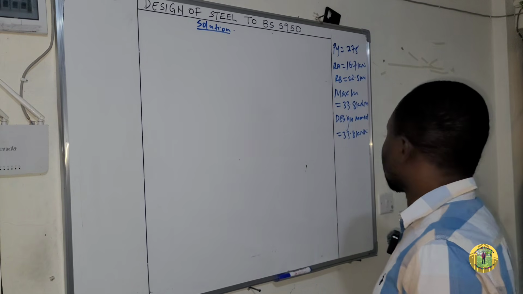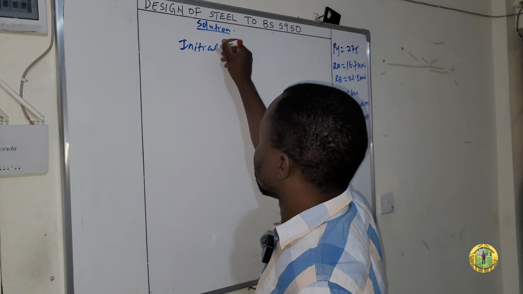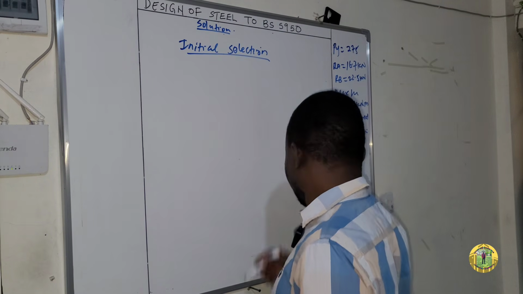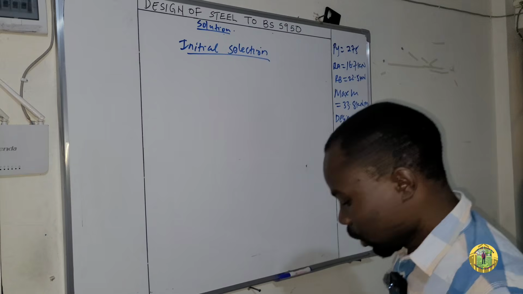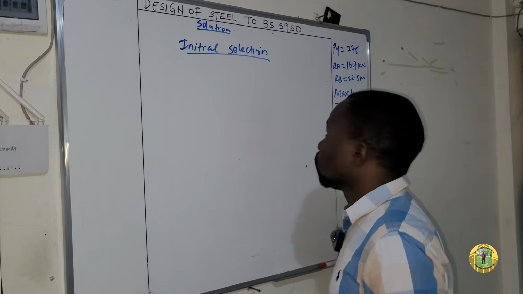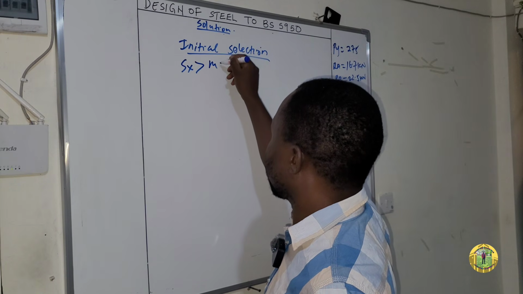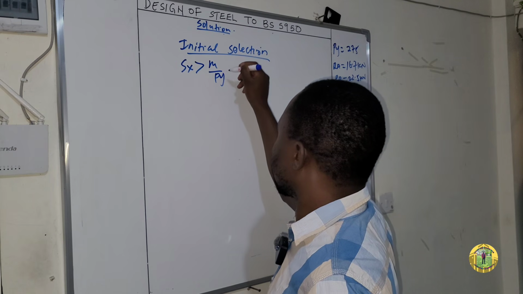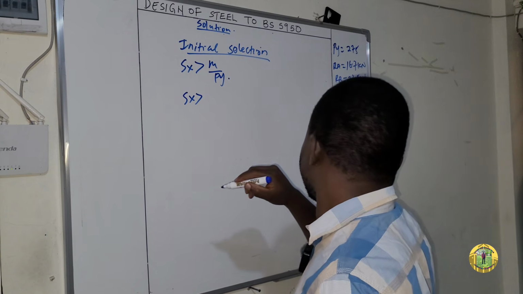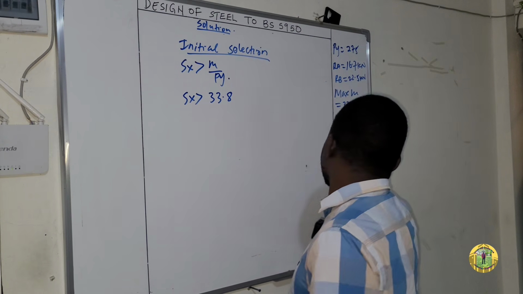Now, initial selection. So for initial selection, we know that the plastic modulus, which is Sx, must be greater than M over py. So therefore Sx must be greater than M. M is 33.8, which is in kilonewton meter.